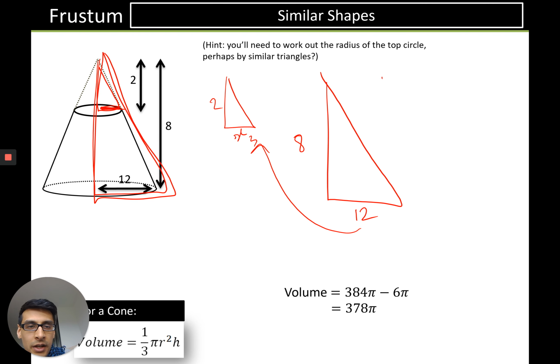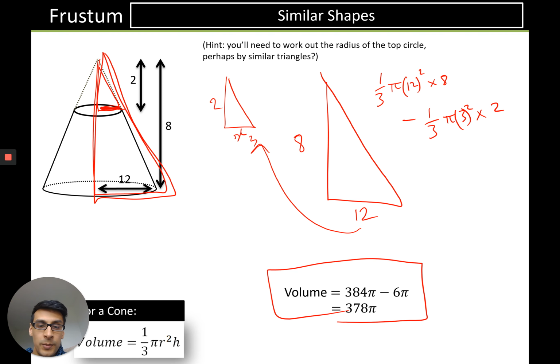So 1/3 base area, so it's pi times, now we want the big one first, so 12 squared. Pi r squared times height, which is 8. Take away 1/3 pi, in this case the radius is 3, we just worked that out, 3 squared times 2. And then you should simplify, and I'll have the answer here for you, so you can check that out on your calculator.